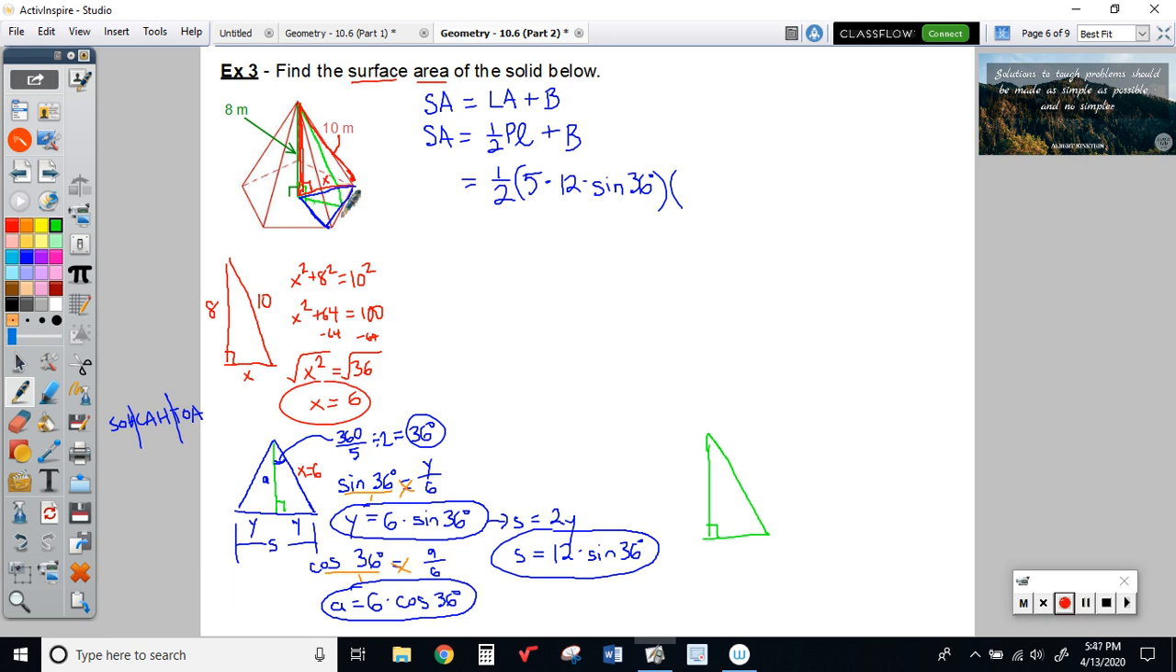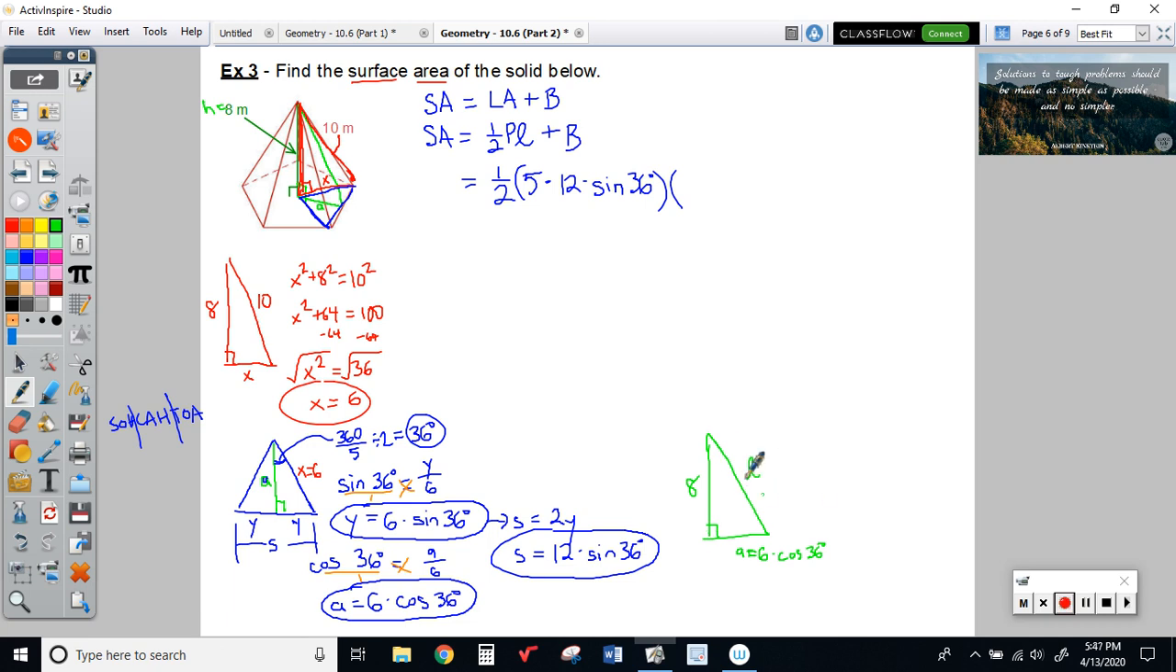This is a known quantity. This is A, that's the apothem. That's this part right here, that's the apothem. So the apothem is this part. This is A, which is 6 times cosine, sorry, right here. So 6 times cosine 36 degrees. And then the height is a known quantity. That was 8. That was given to us right here, the height of the pyramid to start. And so this is our slant height.